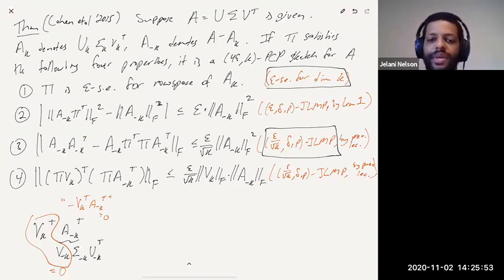Okay? So any questions before I dig into showing why the theorem is true? Why is it that if you satisfy these 4 conditions, you're a PCP sketch? Questions about the statement or about anything that I'm saying? Okay. If not, then let's begin the proof.